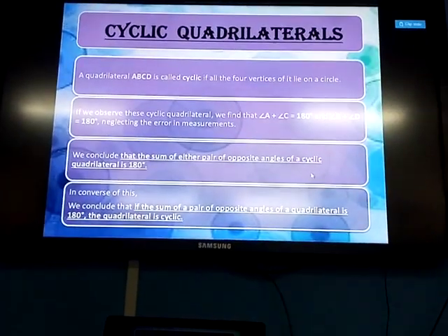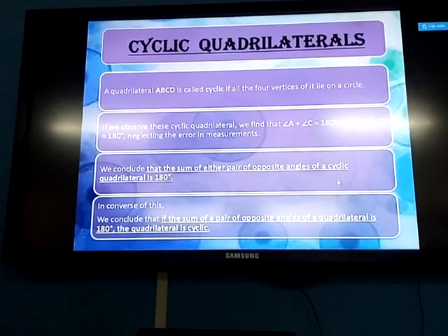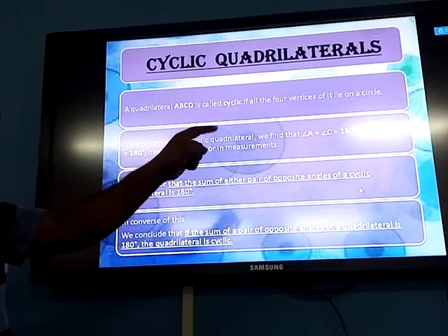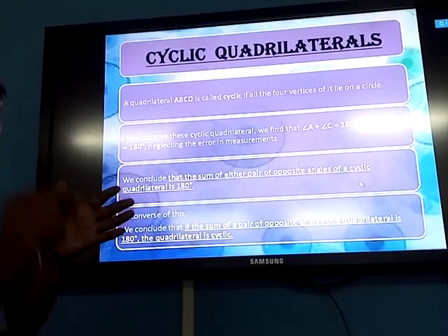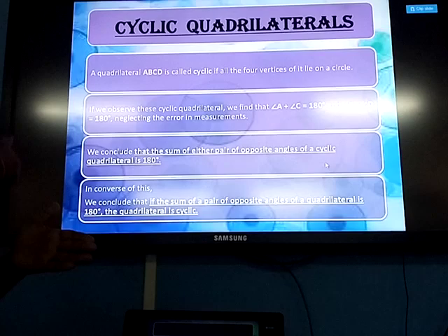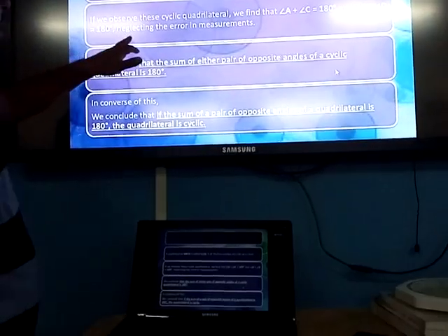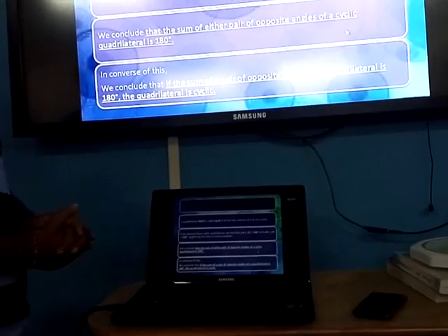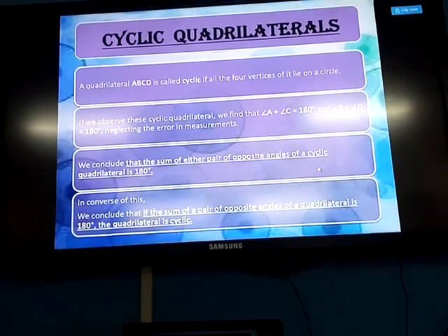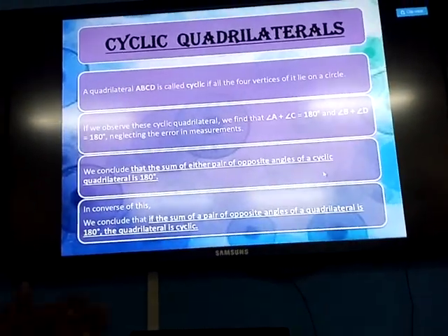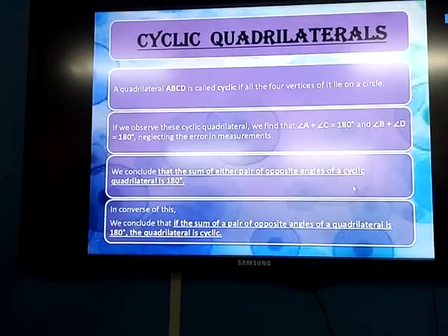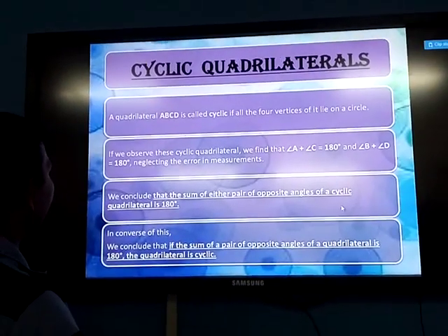Now cyclic quadrilaterals. Properties of cyclic quadrilaterals. A quadrilateral ABCD is called cyclic if all its 4 vertices lie on the circle. Note it, A, B, C, D, all 4 points should lie on the circumference of the circle. If we observe these cyclic quadrilaterals, we will find that angle A plus angle C is equal to 180, angle B plus angle D is equal to 180. That means the sum of opposite angles of a cyclic quadrilateral is 180.